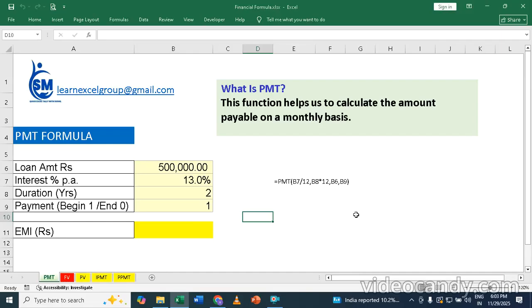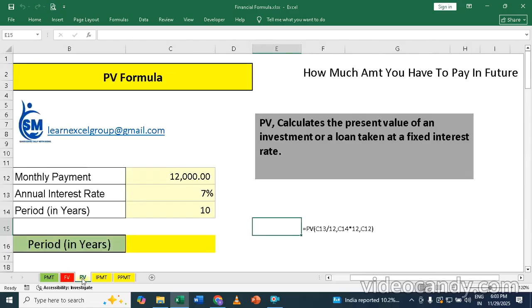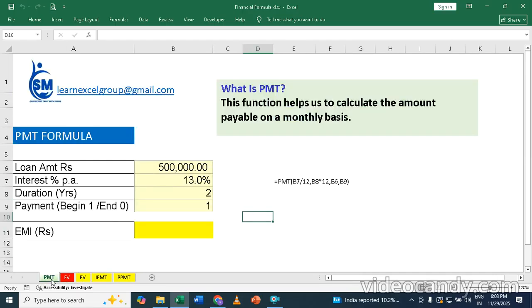In financial functions, we have a formula called PMT. Then we have a formula called FV, then PV, and then IPMT and PPMT. So first, I'll explain to you about PMT.